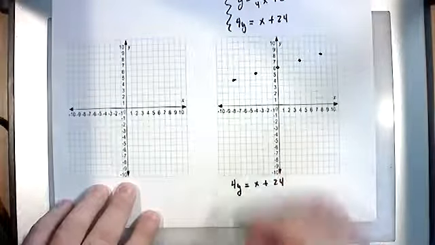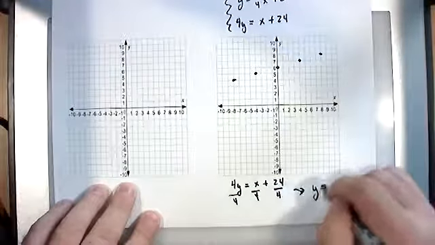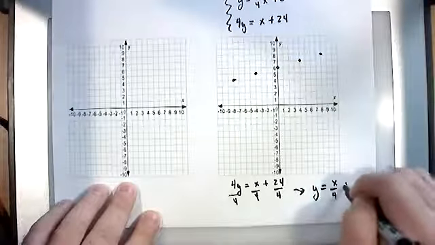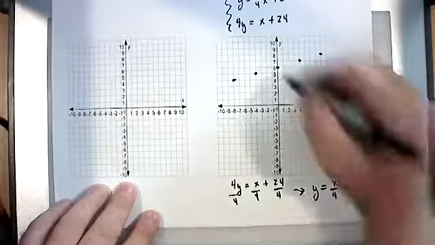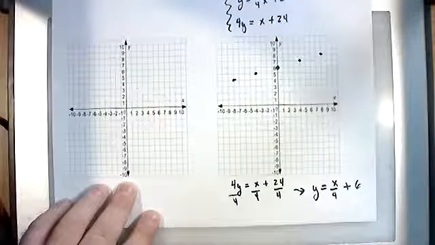Luckily, not a big deal here. We're going to divide by 4, divide by 4, divide by 4. So that gives us y equals x over 4 plus 6. So this one starts at 6. So you already know where they're going to cross because they're starting at the same point.